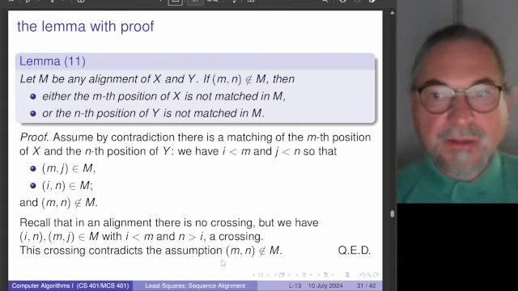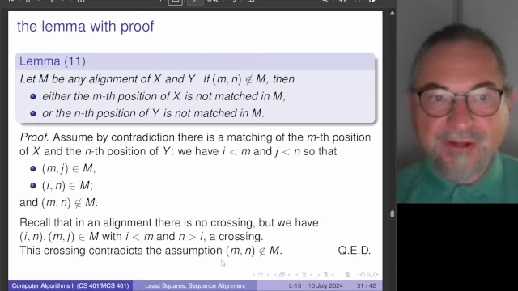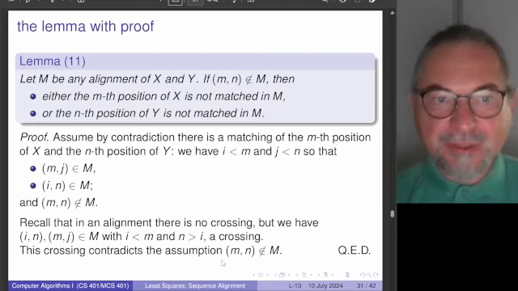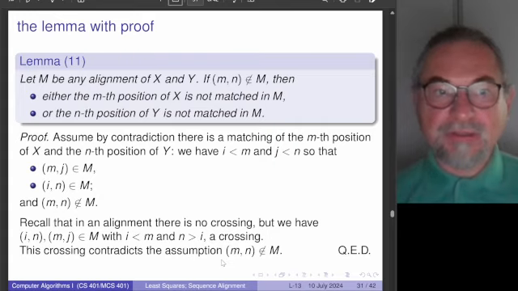We're going to prove this lemma by contradiction. Again, let's read the lemma. We have an alignment where we have not matched the last two characters in the words. That means that we have not matched the last character of the first word, and we have not matched the last character of the second word. So these are the two situations that occur.